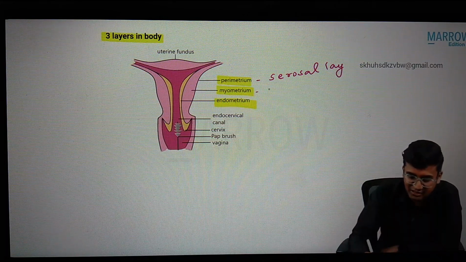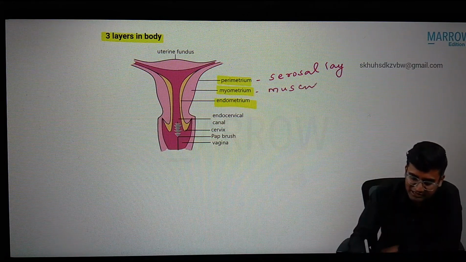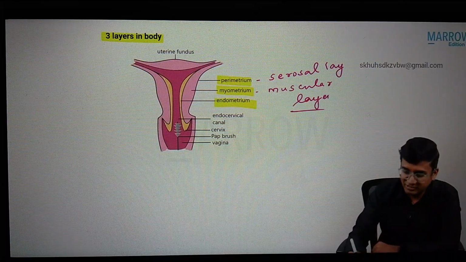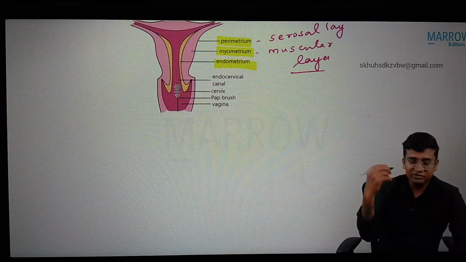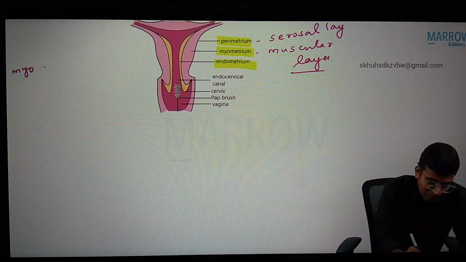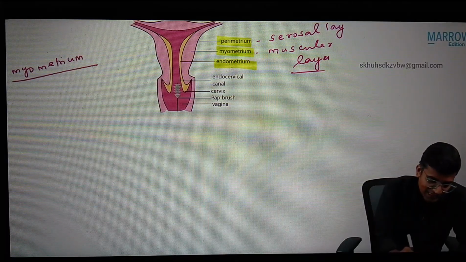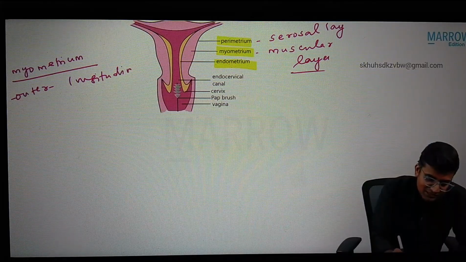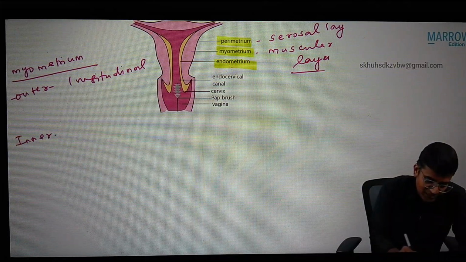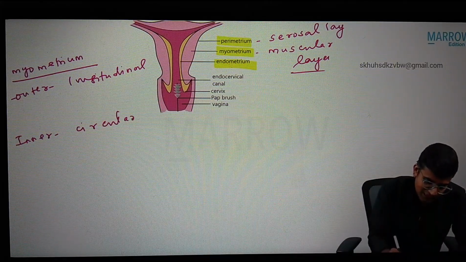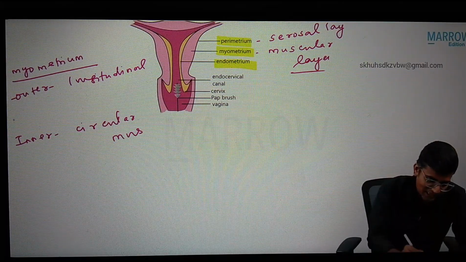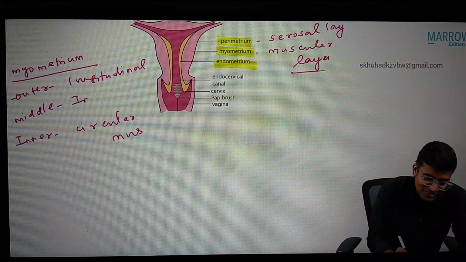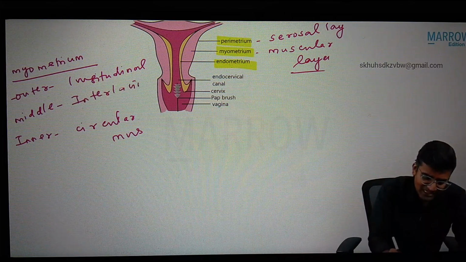Myometrium is the middle layer. It is the muscular layer, and the muscular layer is made up of three muscles. Myometrium has an outer longitudinal muscle, an inner circular muscle, and in the middle layer, we have interlacing muscle fiber. What is interlacing muscle fiber?